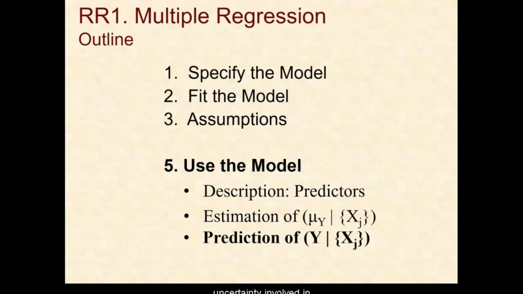Now, we could manage the uncertainty involved in prediction in the same way as we did for estimation, namely by constructing a prediction interval. And there are procedures for doing this. However, prediction intervals are a rather imprecise way of handling the use of models for prediction, so they're not often used in situations where we are building a model to use for prediction.